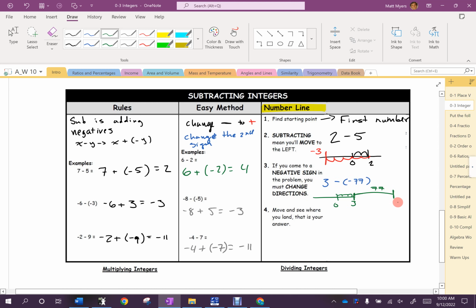Brody, save the day. Landon, what's 77 plus 3? 80. That's all you do. Nice job, Landon. Don't let fake Rubik's Cube man over there mess you up.